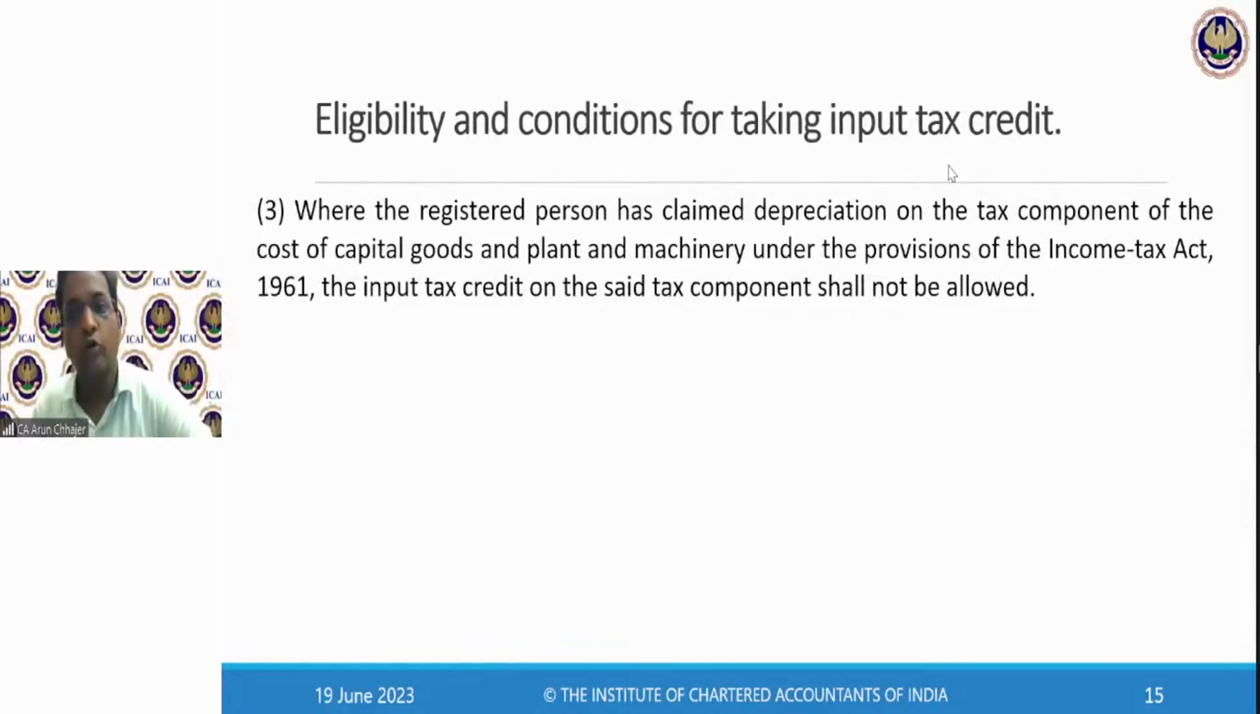Now let's read one more concept. Where the registered person has claimed the depreciation on the tax component of the cost of capital goods and plant and machinery, the ITC on the said tax component shall not be allowed.